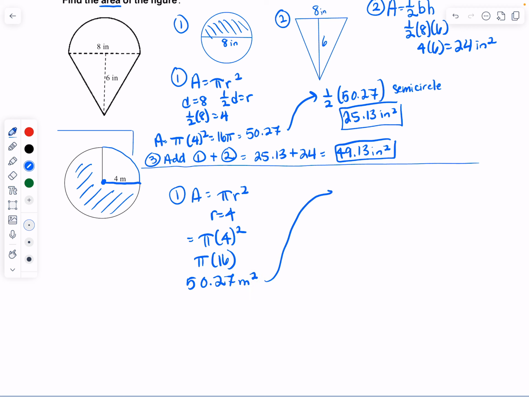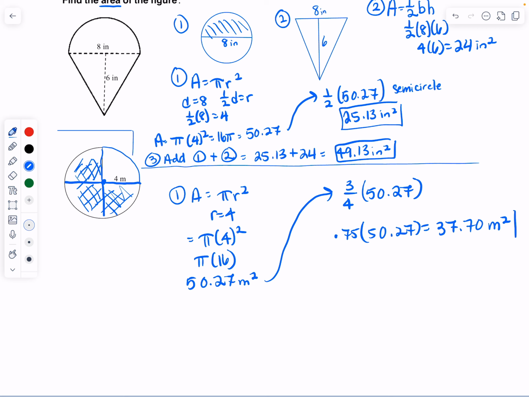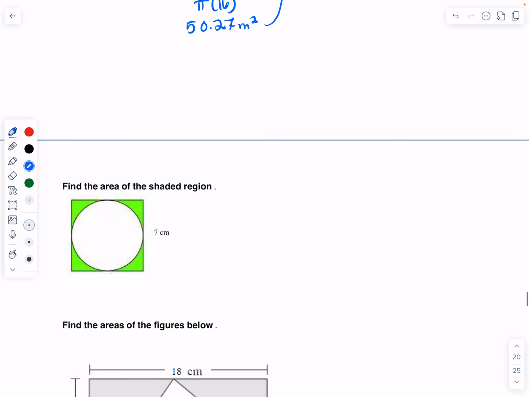But remember, I only need 3/4 of this to find the shape. Because if you break it up into 4 equal parts, I have 3/4 of it that I need. Okay, so 3/4 times 50.27. And if you want to, 3/4, by the way, is 0.75. So 0.75 of 50.27. And when I do that, I get 37.70 meters squared. So that's how I figured out that special shape. So let's look at the next page.